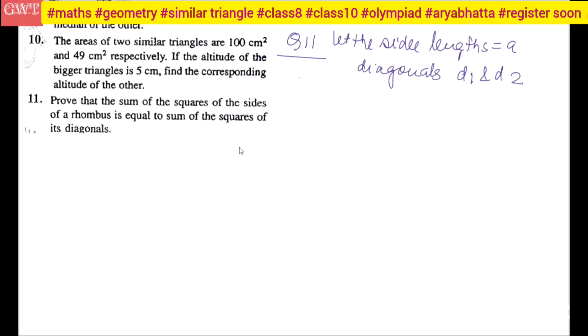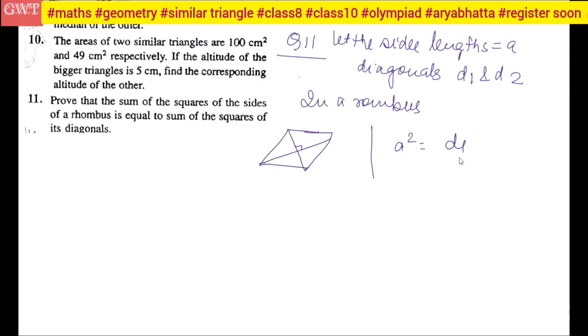Okay, so in a rhombus, diagonals bisect each other at right angles. So each side forms a right angle triangle of half the diagonals, like this way. These are the diagonals and they make right angle triangles. So what I will say is that a square is equal to (d1 upon 2) whole square plus (d2 upon 2) whole square. And it is equal to (d1 square plus d2 square) upon 4.